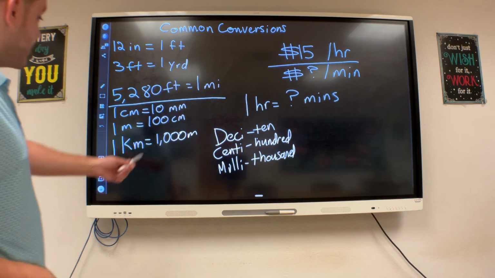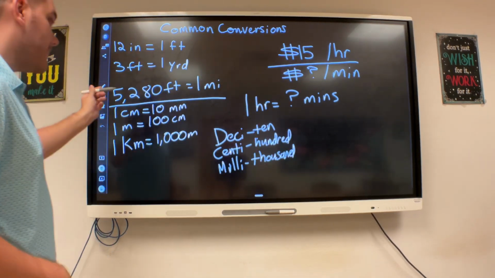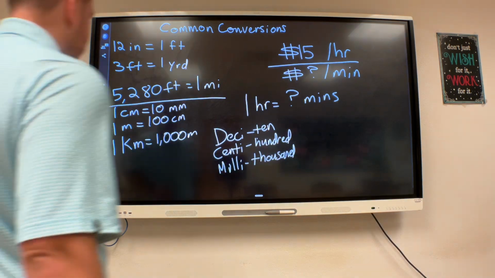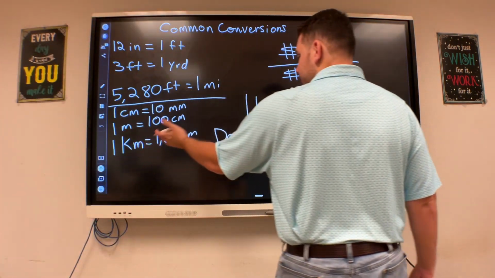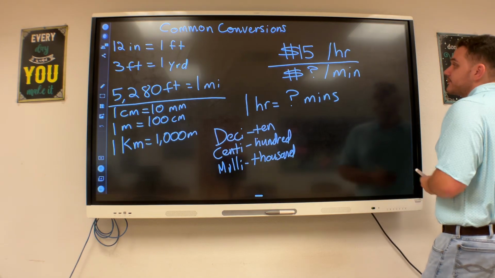Like I said, we have the millimeter. The milli means 1,000. There are 1,000 millimeters in 1 meter. So again, if you know your prefixes, you can break it down pretty simply. 1 kilometer, again, is 1,000 meters. So it would just be like that.